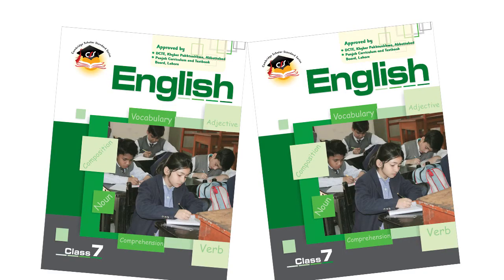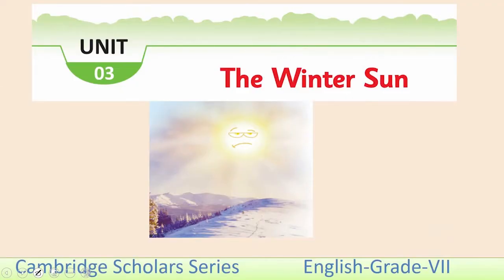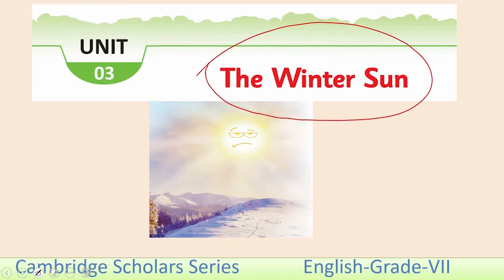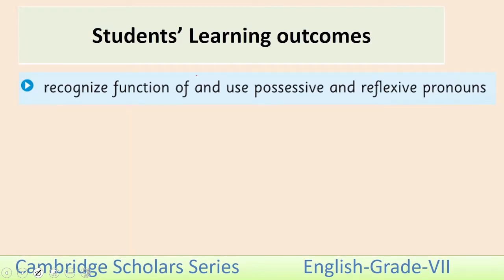Before starting the lesson, dear student, you must have with you class 7 English textbook. We will start our lesson from unit number 3, the winter sun. SLOs of this lesson are recognize function of and use possessive and reflexive pronouns.